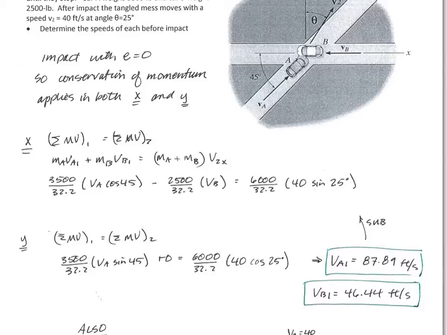With this speed here, and we substitute in there, and then we can find the speed of B. So again, the takeaway here is when e is equal to 0, they stick together. They have a common speed at the end, and that's what we were looking for in the main part of the problem.